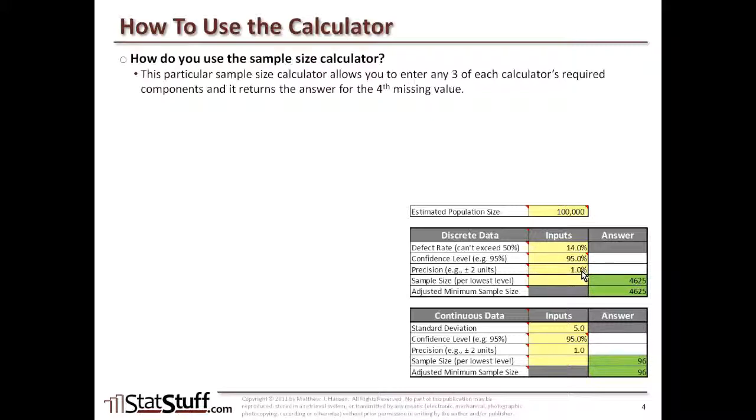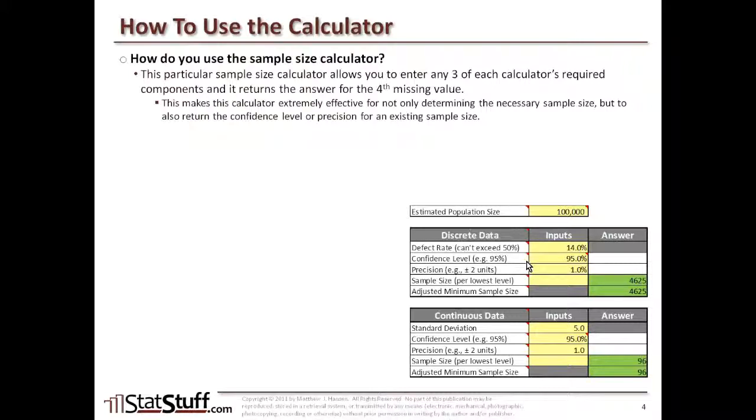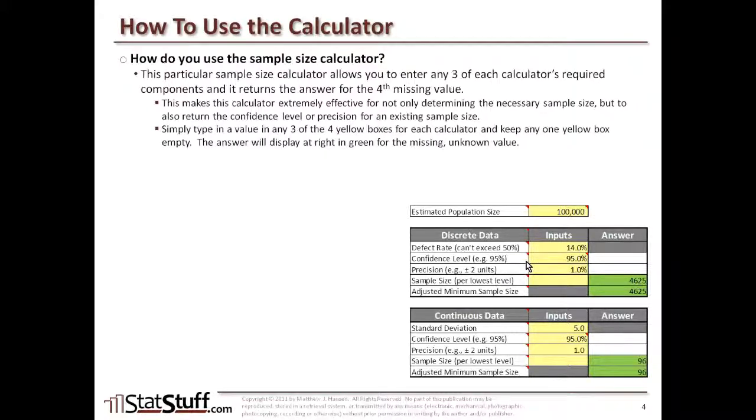Or if I knew what the precision is that I wanted and I want to solve for the confidence level, then again I can delete that and it will tell me what the confidence level is for that particular sample size with that level of precision. So it makes it a whole lot easier to work with, where you're not having to go back and forth between multiple calculators, but it's all embedded within this one calculator, and it makes it extremely effective for not only determining the necessary sample size, but also solving for the confidence level or precision when you have an existing sample size. So again, all you have to do is plug in any one of those values that you have, and whatever the missing value is, it will solve for that unknown value.